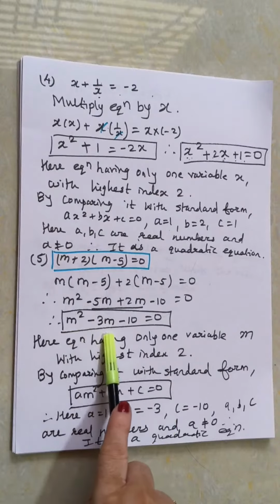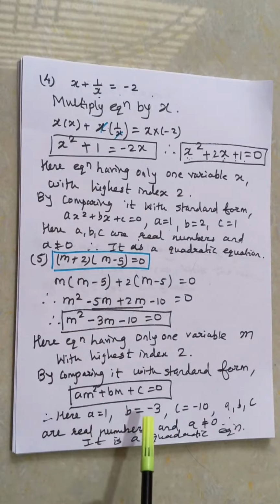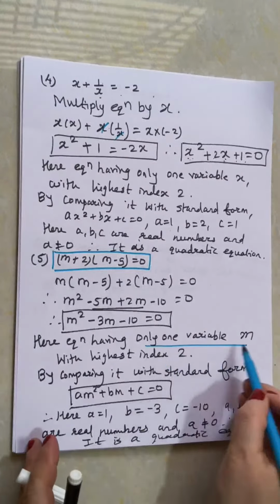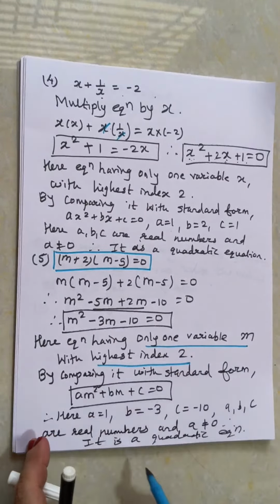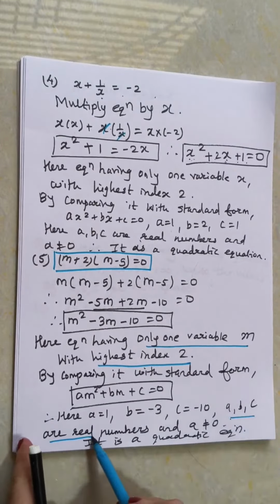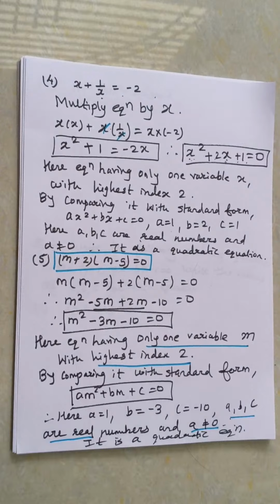Here m is the only variable with maximum index number 2, and here a, b, c are real numbers and a is 1, which is not 0, therefore it is a quadratic equation. So everybody understood which points you have to cover? Only one variable. Its highest index must be 2. Then a, b, c real numbers and a is not equal to 0. If all these are satisfied, it is called a quadratic equation.